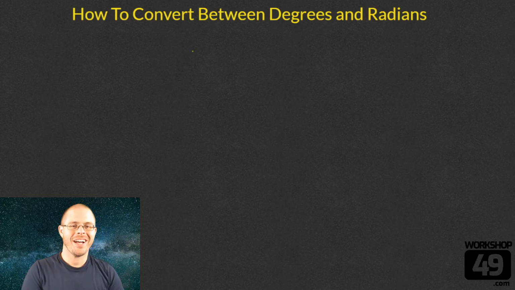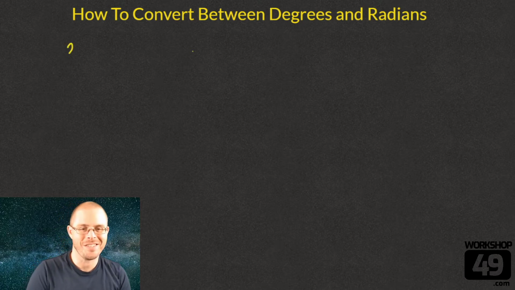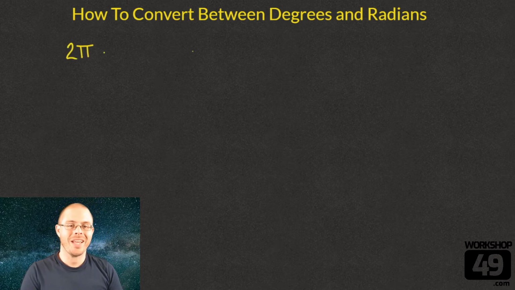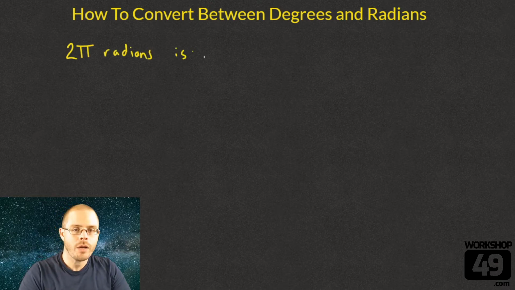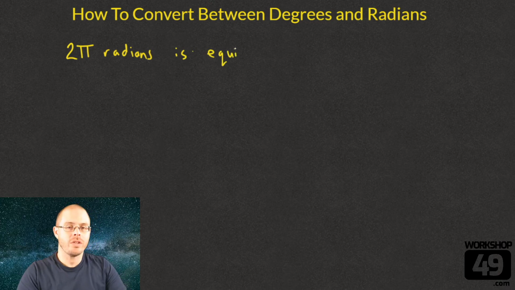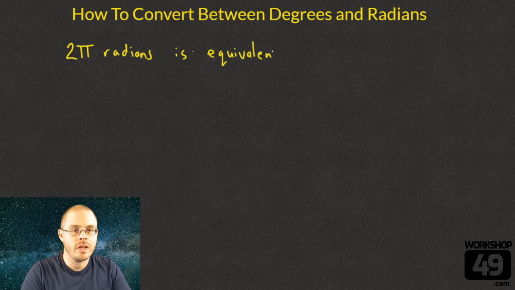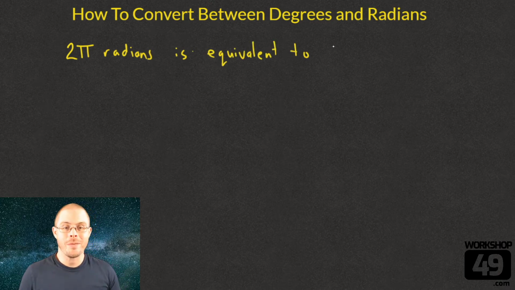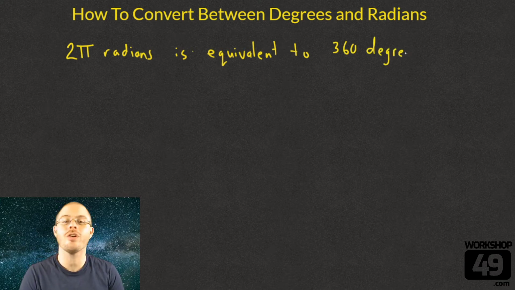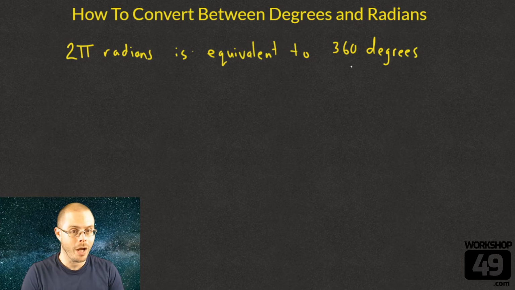Hey everyone! In this video, we are going to practice converting between degrees and radians. It's not too bad a calculation. The first thing that you should know is that 2 pi radians is equivalent, which means it's the exact same thing as 360 degrees. These are just two different ways to measure all the way around a circle. So 2 pi radians means the same thing as 360 degrees.